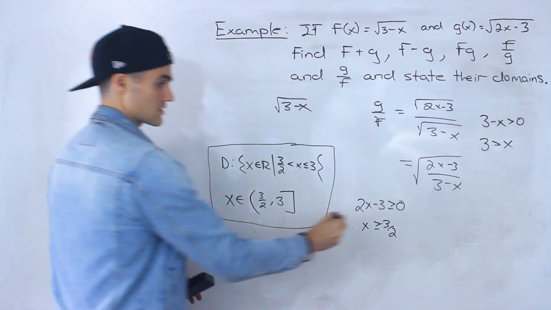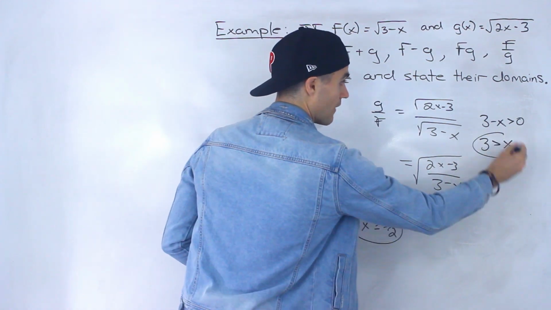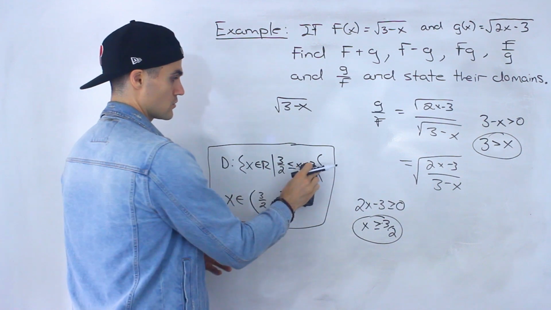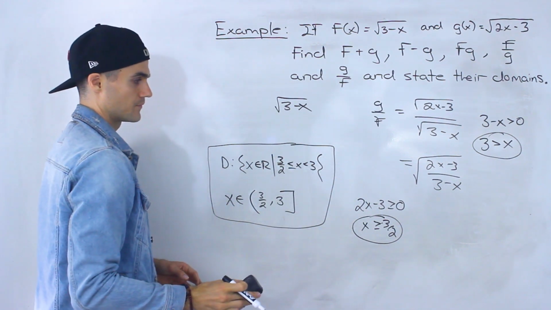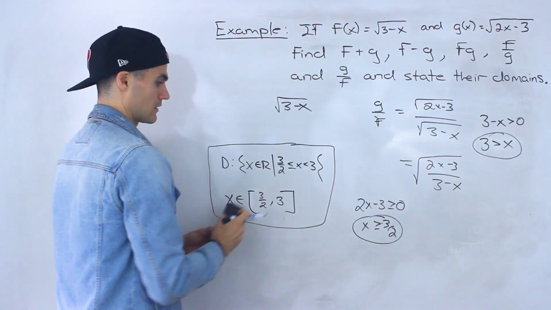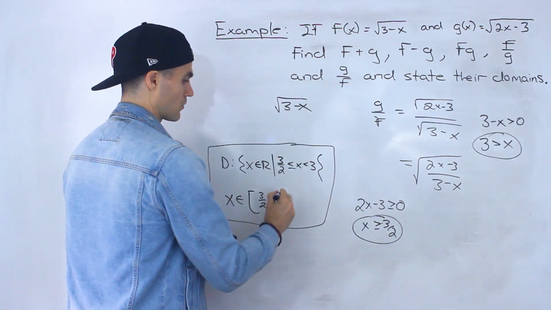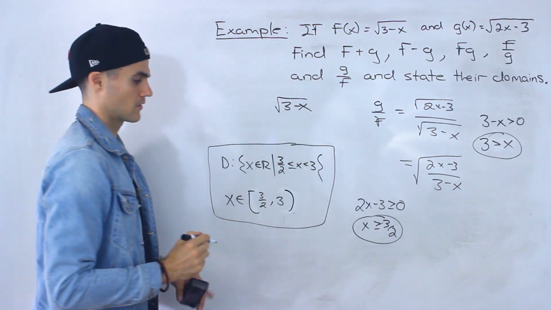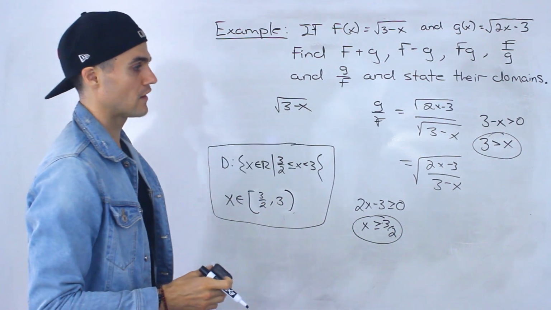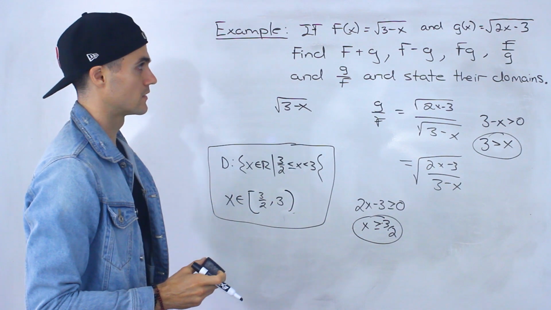So it's this and that. The way that would change things is now x can be 3 over 2, but it cannot equal 3. And then over here, we would have a square bracket, and over here, we would have a round bracket, right? Because that x value of 3, again, is going to make the function undefined. The denominator is going to be 0.